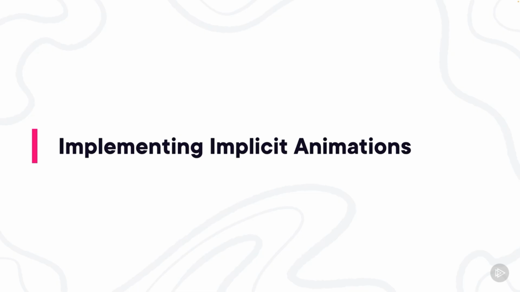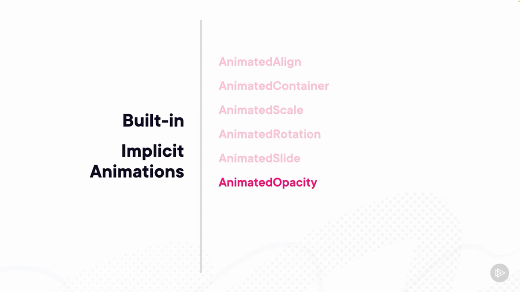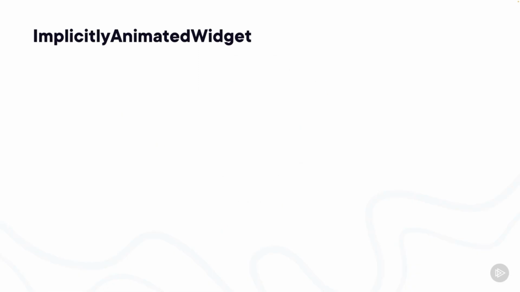First, let's talk about implicit animations. Implicit animations are controlled by the widget that implements it, and there are several built-in implicit animations that you can use from Flutter. Notice most of these animations typically start with "animated" and the name of the non-animated widget. For example, AnimatedAlign, AnimatedOpacity, AnimatedPadding, and more. The implicit animations typically extend from ImplicitlyAnimatedWidget.